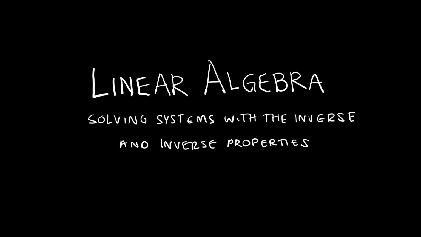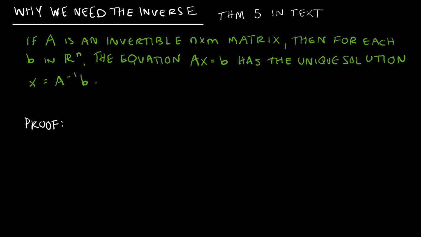In this continuation of section 2.2, we will talk about solving systems with the inverse and also properties of the inverse. We've just finished talking about the inverse and what we know about the inverse and the identity. So now the question is, why do we need the inverse? And it is for this purpose right here.